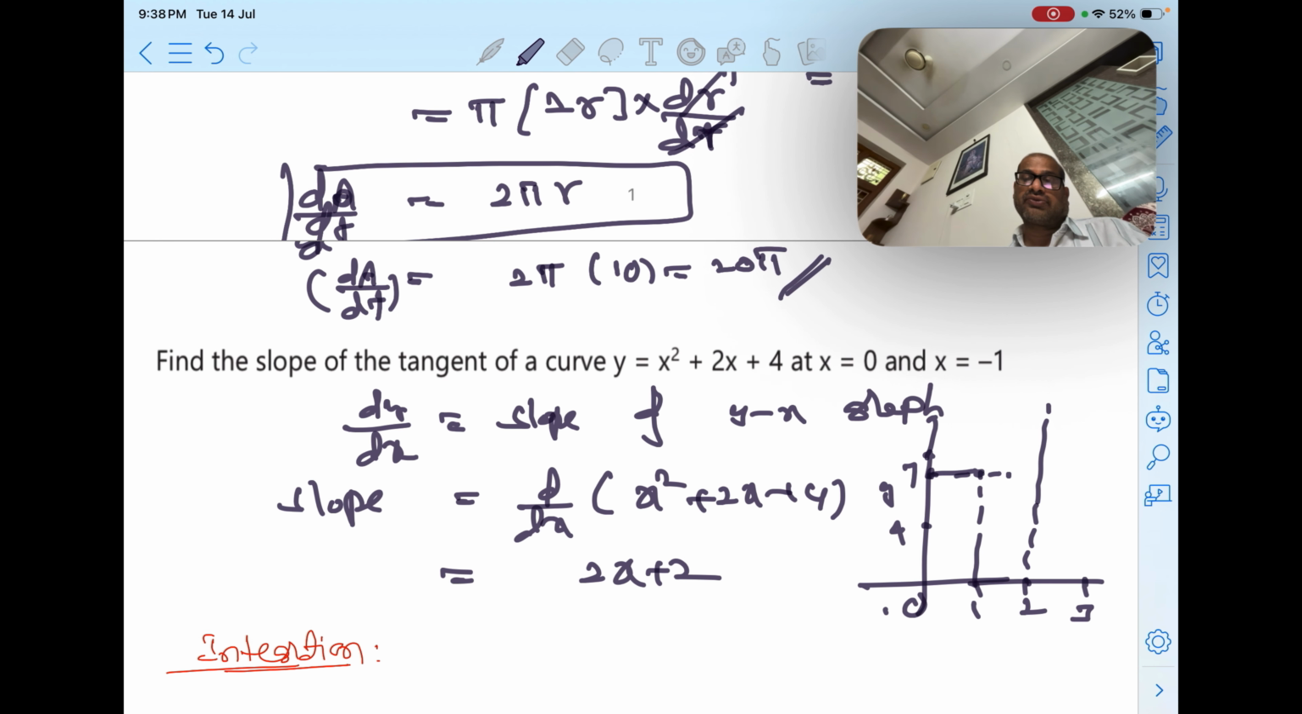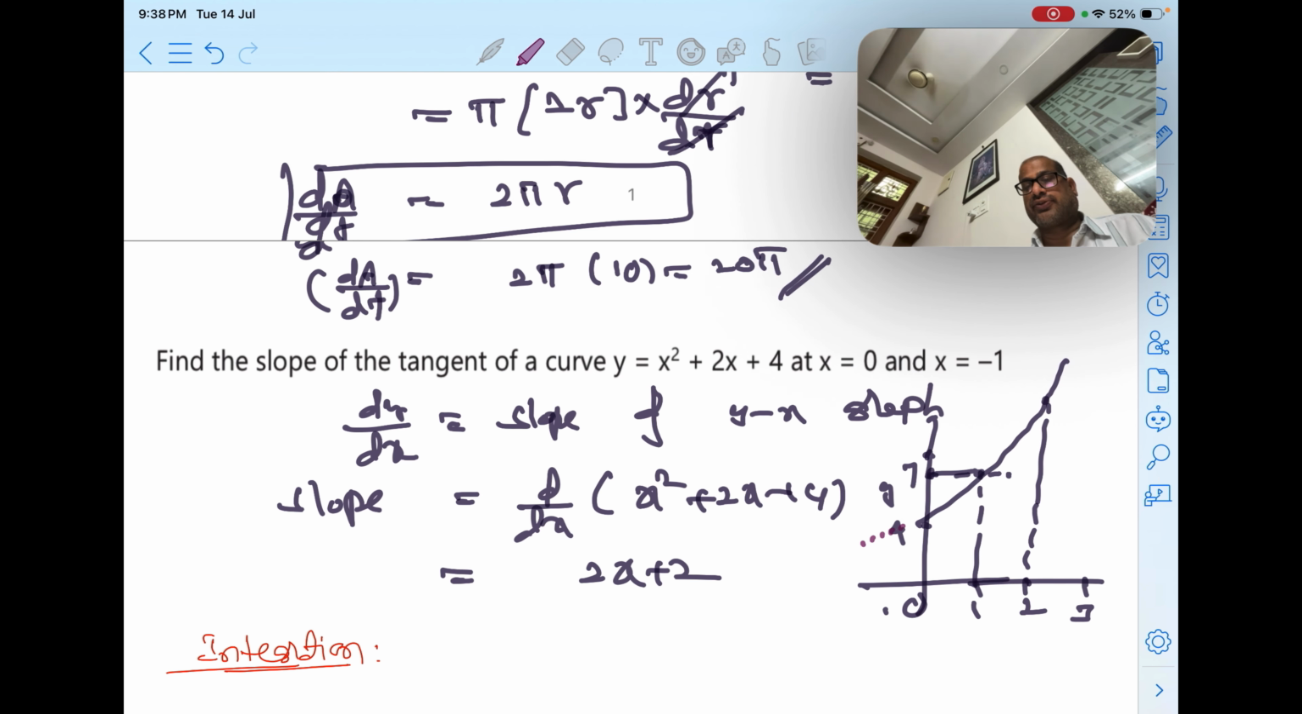So we'll get a curve like this. And he's asking the slope at x equal to 0, the origin. If you draw a tangent to this curve at this point, x is equal to 0, consider the angle theta of the tangent with the horizontal. Tan theta is the slope.